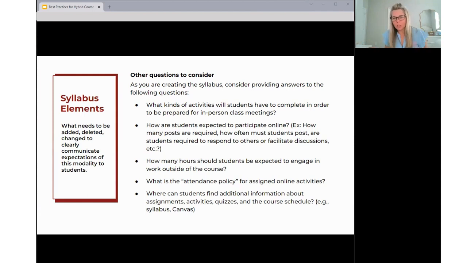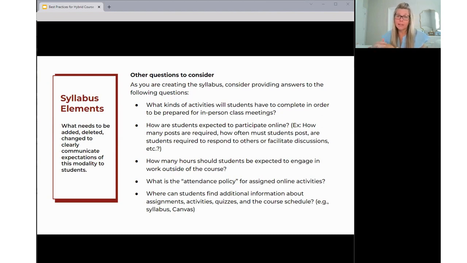What does that formula look like for your class? And then what is the attendance policy for assigned online activities? So if there's a week that you're not meeting face-to-face, what is the expectation that students show that they're present and engaged in the class that particular week?